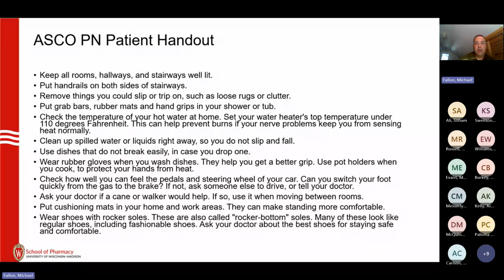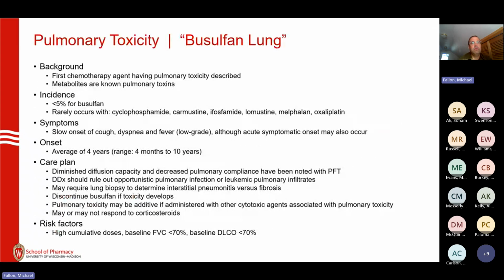Watch the shoes. Okay, so moving down to lung toxicity. This is the one I mentioned, the first chemo agent having pulmonary toxicity described, and the metabolites of busulfan are known pulmonary toxins. This is rare. It's less than 5%, probably less than that. Working over the years, I'd say 1%. But it also occurs with other alkylating agents, though less common.